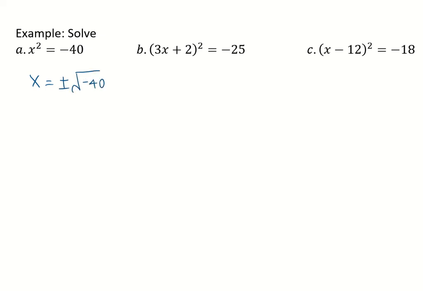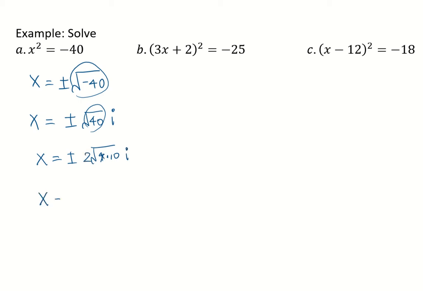negative 40. Okay, let's simplify this square root of negative 40. So x equals plus or minus, I know the square root of negative 40 is the square root of 40 times i, where the square root of 40 can be simplified because there's a 4 in it. So 4 times 10 is 40. This 4 can come out as a 2. So x is equal to plus or minus 2 square root of 10 i.